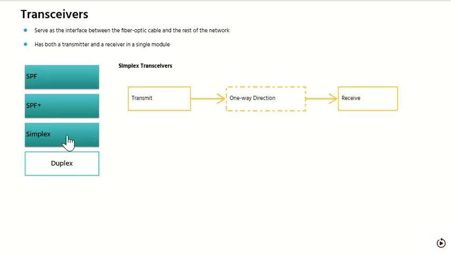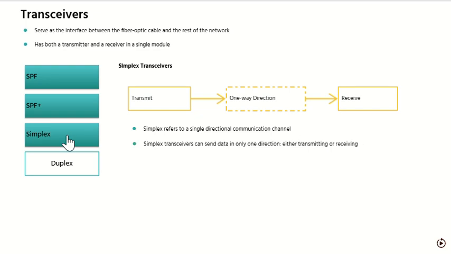Simplex refers to a single directional communication channel. Simplex transceivers can send data in only one direction, either transmitting or receiving, but not both. Simplex transceivers only have one connector slot for either sending or receiving signals. Simplex fiber setups are commonly used in applications where only one-way data transfer is required, like certain types of broadcast or monitoring systems.